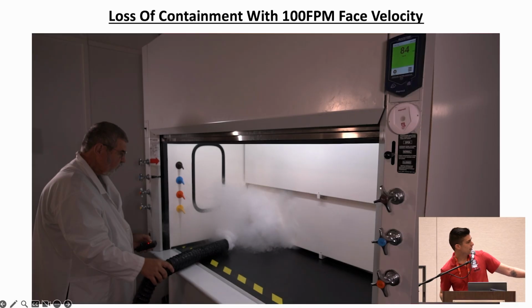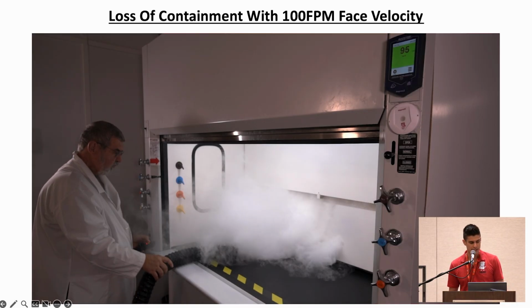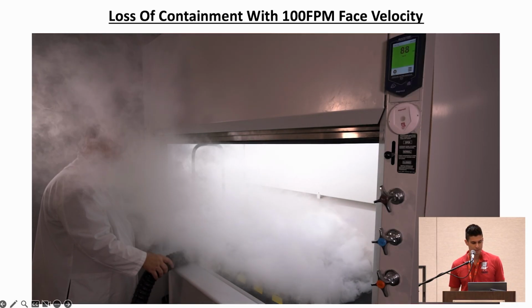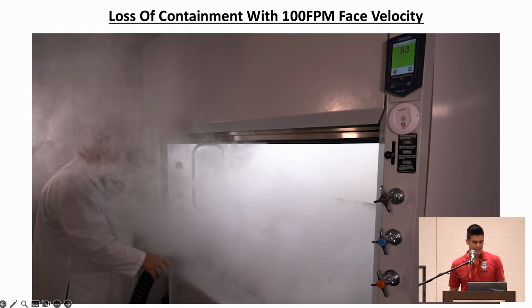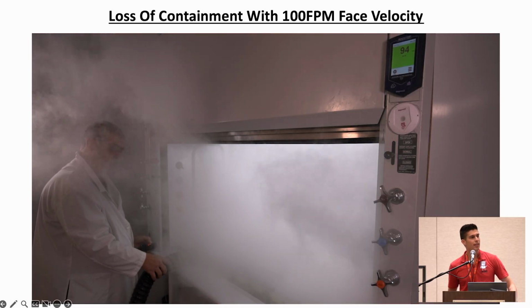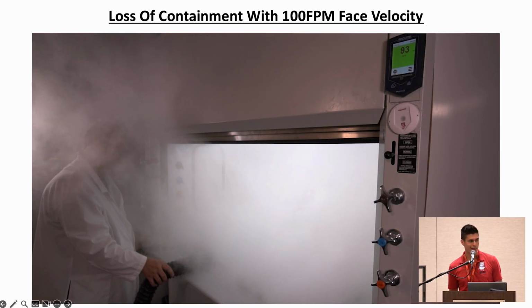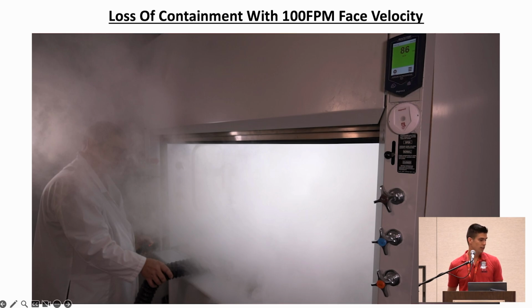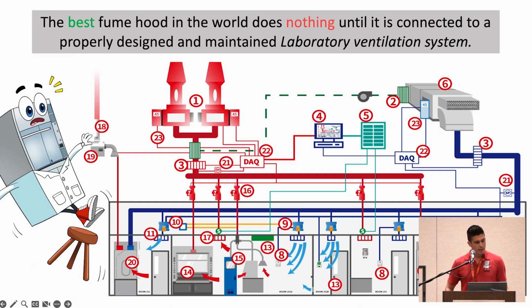Look here, I don't know if you can tell, that velocity monitor is reading 94, 97, 95, 99, 87. So it's fluctuating right around that 100 feet per minute, and that hood's not containing anything. The best fume hood does nothing unless it's connected to a properly designed and maintained laboratory ventilation system.